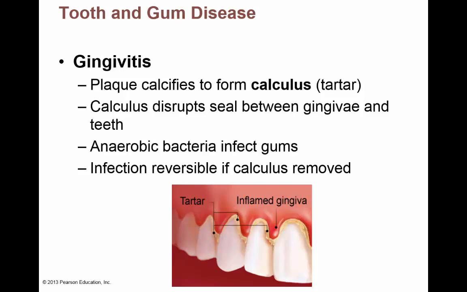Eventually what can happen is that this calculus, which usually hangs out around the gum line where you don't brush well enough, can start to get underneath the gums. The gums, to be happy and healthy, like to be right up against that nice smooth tooth. And now when you have this irregular calcified substance in between, it starts to inflame the gums themselves. It's gingivitis. Sometimes you get bacteria in there. Easiest thing to do is scrape it out, and your gums usually heal by themselves.